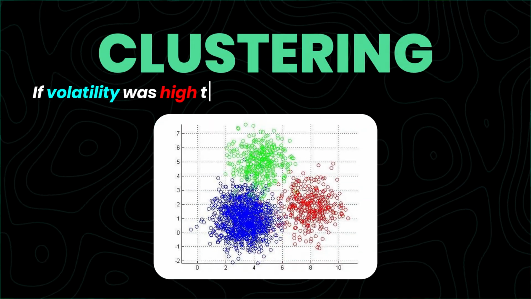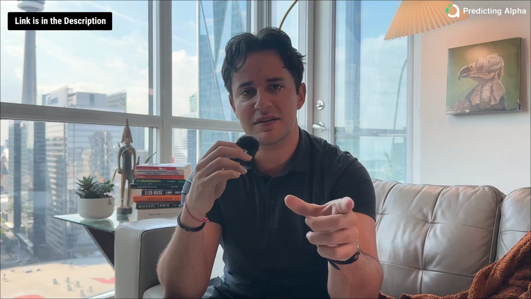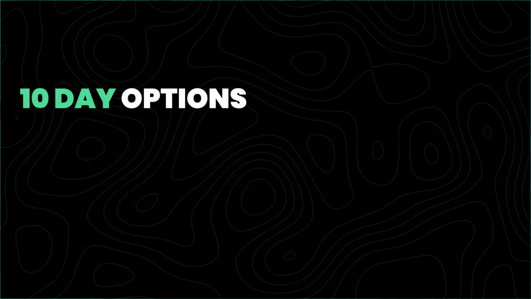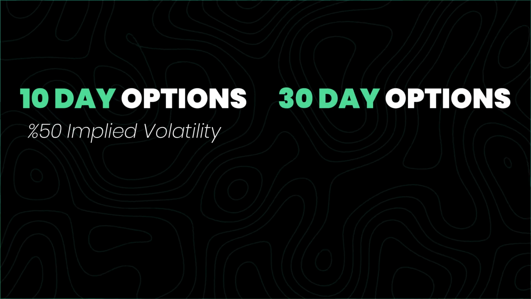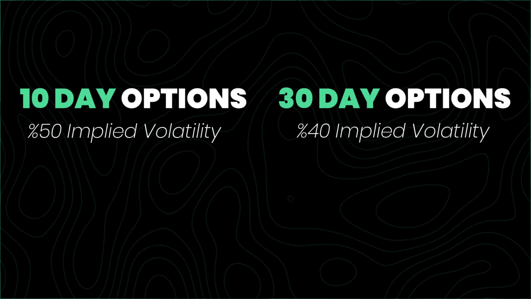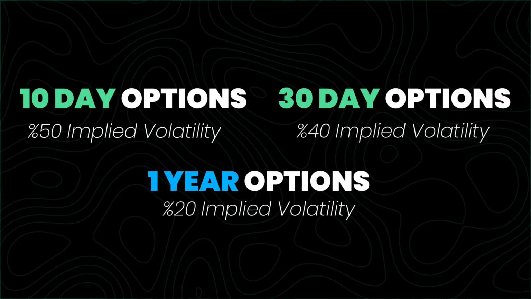Now, the reason we see this is because of another volatility characteristic called clustering. If volatility was high today, it's likely to be high tomorrow. The market is still repricing, things are still moving a lot right now. And so it makes sense that in the short term, if we're seeing high volatility today, we will likely continue to see high volatility tomorrow. So maybe the 10-day options are priced at 50% implied volatility. The 30-day is priced at 40%. And then as you go further out, you go lower and lower all the way to the 1-year options, which are maybe back down near the average at 20% or whatever it is for that ticker.